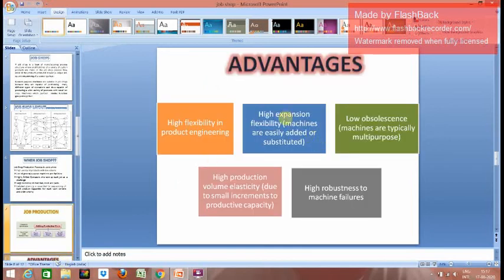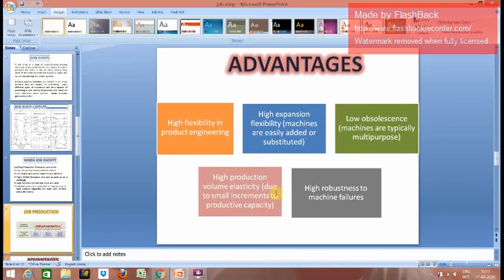Advantages. What are the advantages of a job shop? Highly flexible in product engineering, high expansion flexibility, that is, machines are easily adapted or substituted, low obsolescence, that means machines are typically multi-purpose. High production volume capacity, due to small increments to the productive capacity, that means it must be very elastic, very flexible in order to have a very high production.